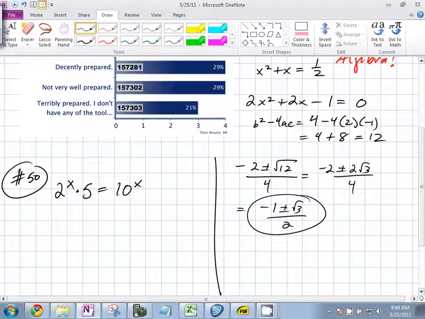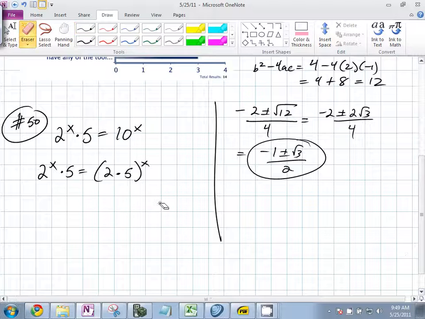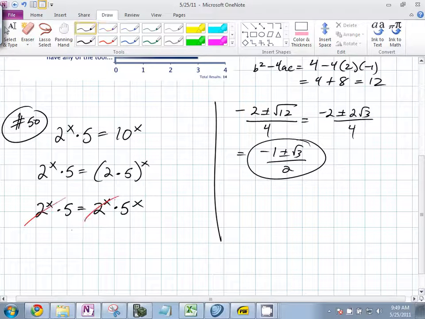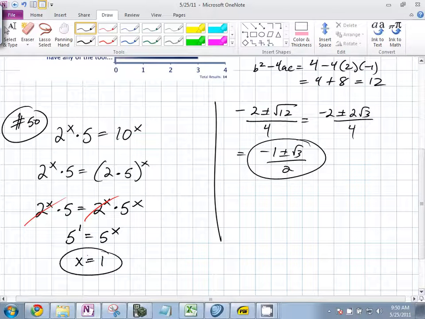What's 10? Yeah, so this is 2 to the x times 5 equals 2 times 5 to the... What do I do with the power outside right here? Where do I put it? Yeah, I can essentially distribute it in so it equals what? 2 to the x times 5 to the x. What can I cancel on both sides? What are you left with? 5 to the first is 5 to the x. So what does x equal? Yep. There it is. It's really easy to do that one wrong and get the right answer.